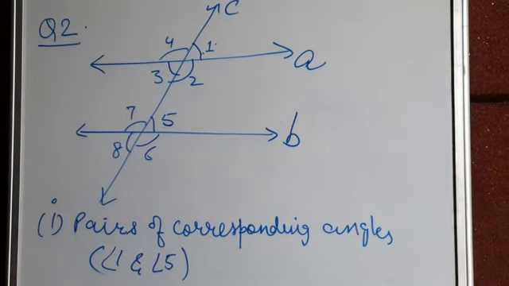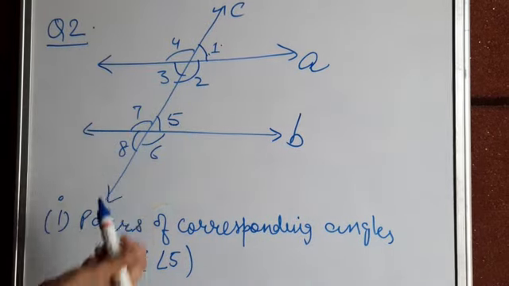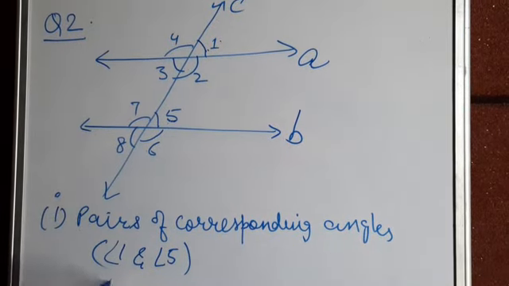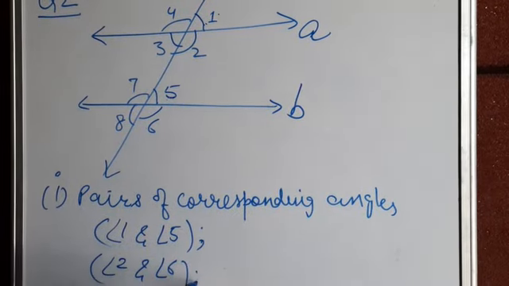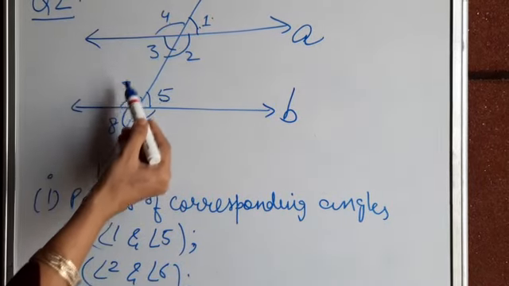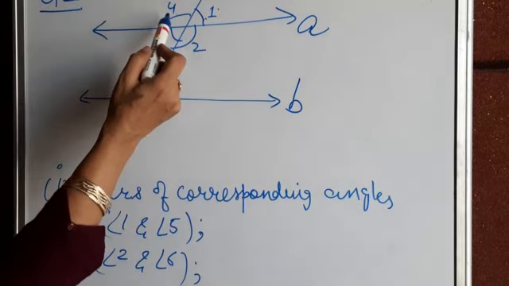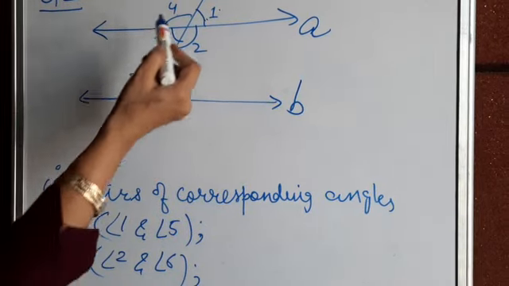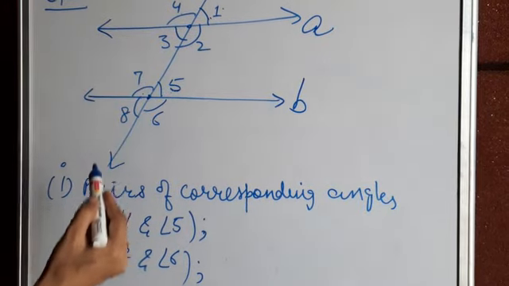Have you remembered what corresponding angles are? They are on the same side of the transversal and in the corresponding position. Now see, the corresponding position of 2 is 6. So write angle 2 and angle 6 in the next line. In the same way one more pair is possible, 4 and 7. Both are on the left side of the transversal and the corresponding position is the same, meaning both are above the line, and their vertices are different.